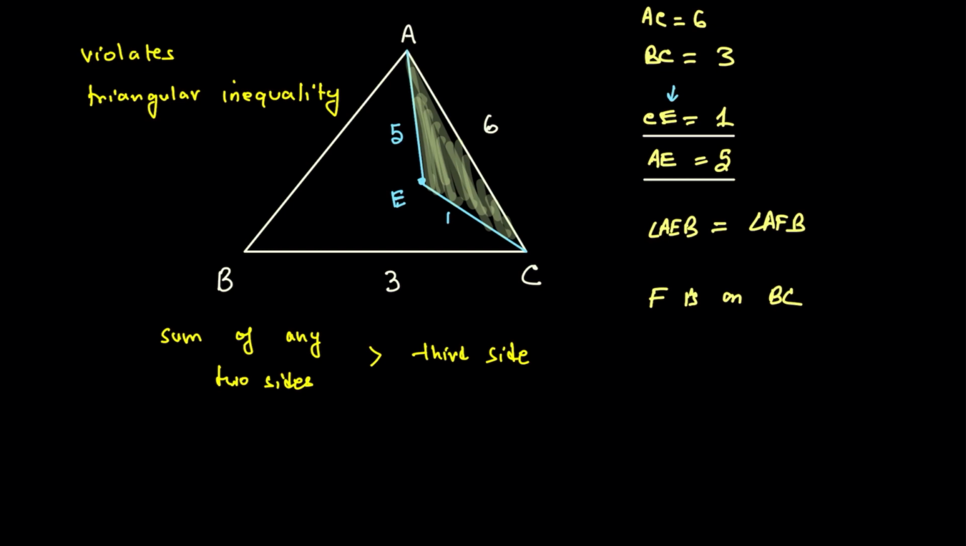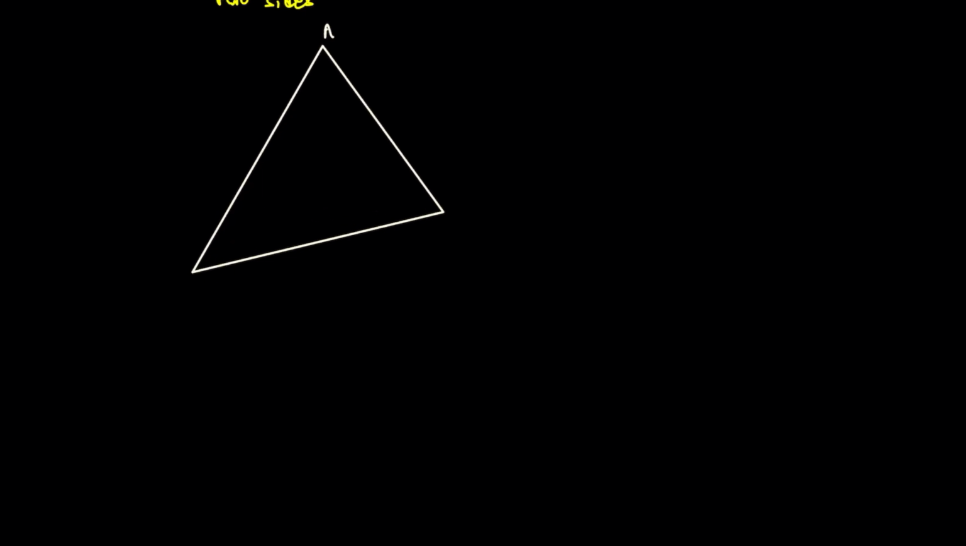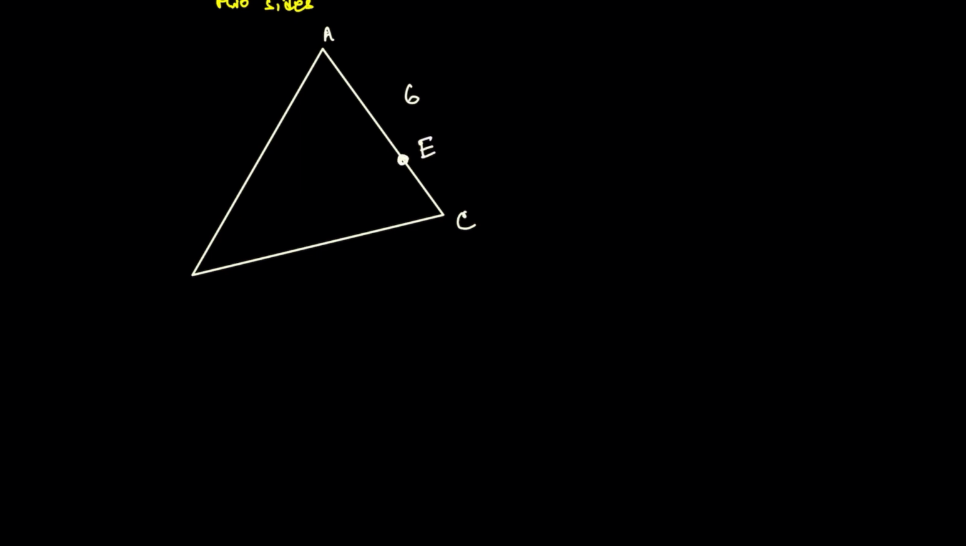The only way this can happen is if the point E is on AC. Then we would have C to E as 1 and A to E as 5. So the total value would be 6. So we should redraw this triangle. Let's redraw this triangle. So I'll make some space here. We have AC equal to 6 and E is a point on that such that CE is 1, AE is 5, BC is given to be 3 and we would join BE.